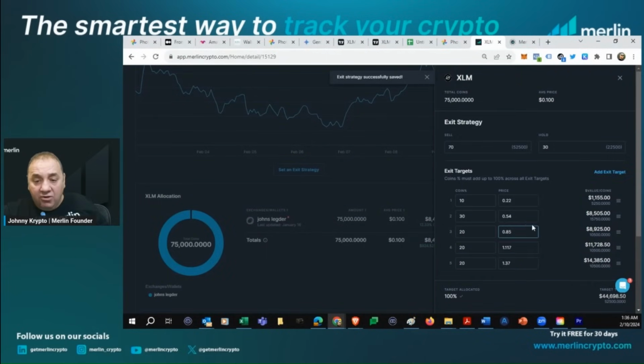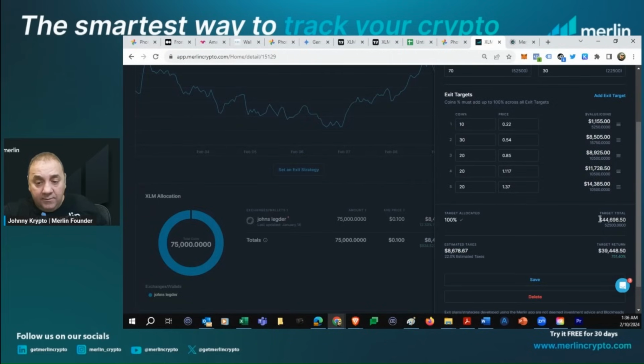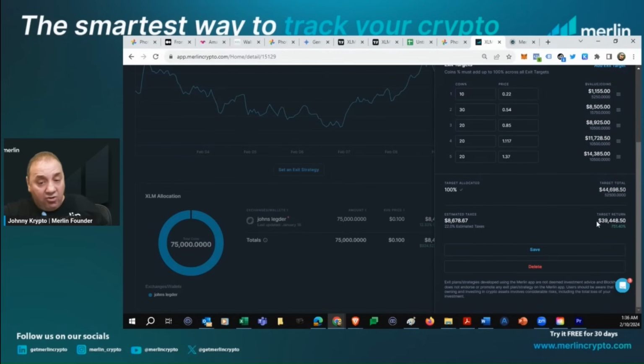And you will notice a couple of things. Merlin is going to show you at each price point what your total sale is going to be. Down at the bottom here, you'll see what the total proceeds will be if all your exit targets are reached. And because it knows your cost, it can also tell you what the actual profit would be based on this sell. So if we're making $44,000 and we know that our average price is 10 cents, we know then that minus the cost of it, our total profit is $39,000.